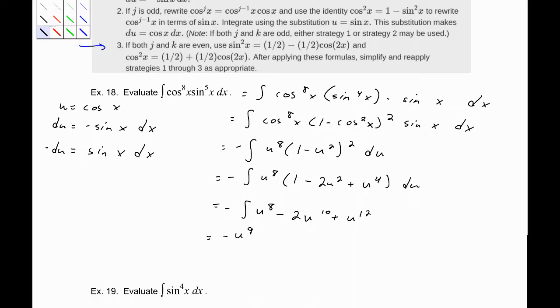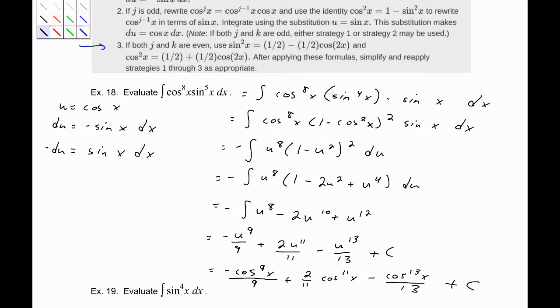Negative u to the 9 over 9 plus 2u to the 11 over 11 minus u to the 13 over 13 plus c. And substituting back in, that is negative cosine to the 9x over 9 plus 2/11 cosine to the 11x minus cosine to the 13x over 13 plus c.